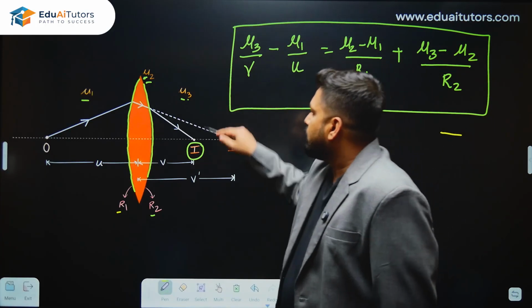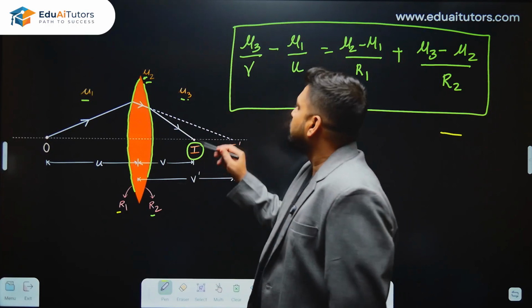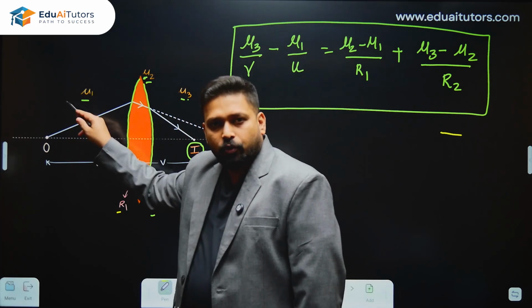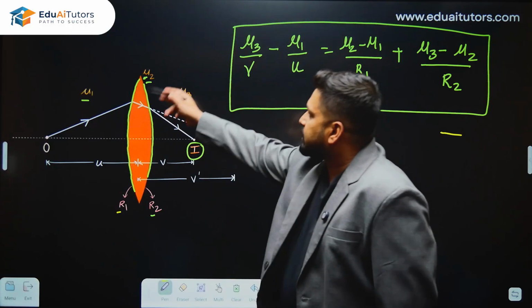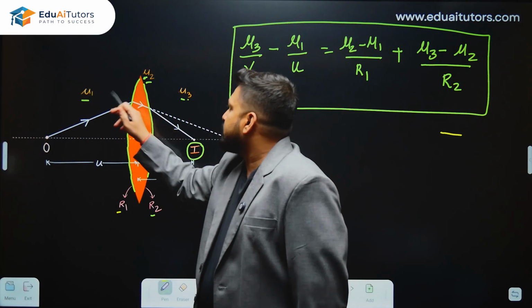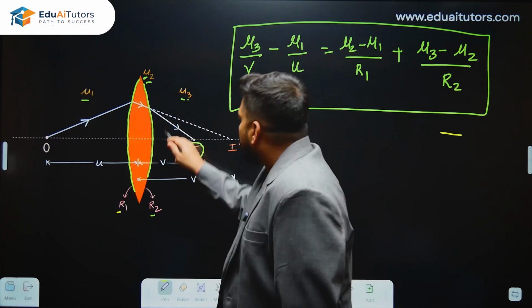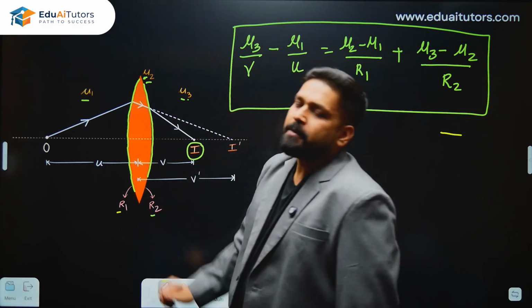Mu3 by V. The final image is formed over here. So mu3 by V, minus mu1 by u. Where is the object? Object is in mu1. So mu1 by u is equal to, for the first surface, you see, the light is coming like this. So mu2 minus mu1 divided by r1. And for the second surface, mu3 minus mu2 divided by r2.